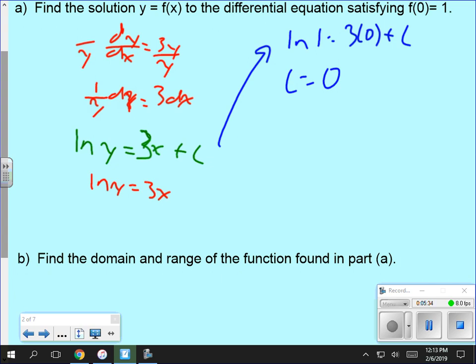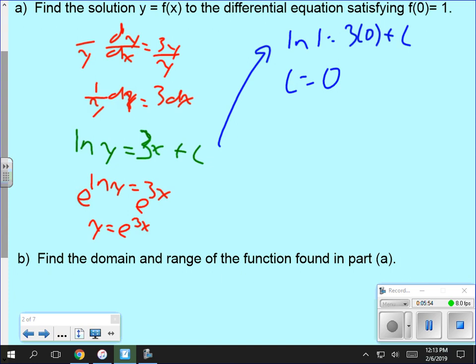What's the inverse of the natural log? e to the whatever. Raise both sides to the e power. e to ln of y, e to the 3x. So I get y equals e to the 3x. That's my solution.